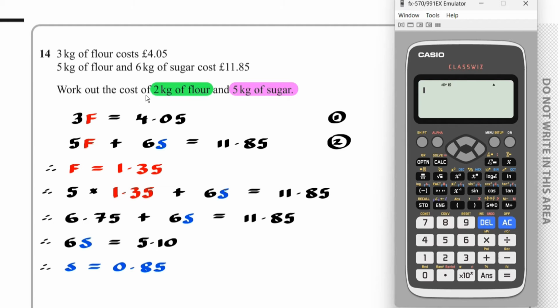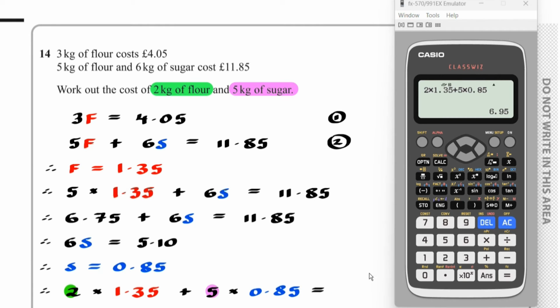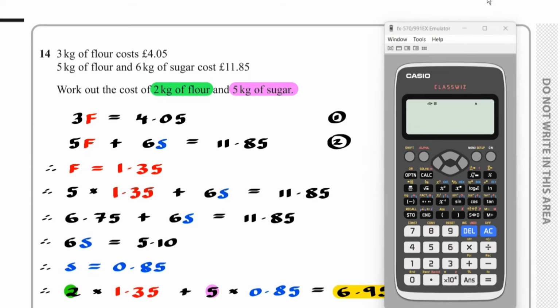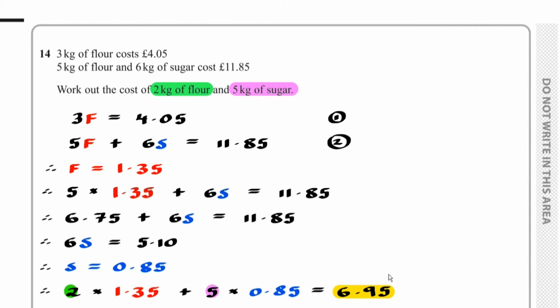Now what we need to do is find the cost of 2 kilograms of flour and 5 kilograms of sugar. We have the cost of 1 kilogram of flour and 1 kilogram of sugar. So we have 2 multiplied by 1.35 plus 5 multiplied by 0.85. And if I work this out, I get 6.95. So we have 6.95.